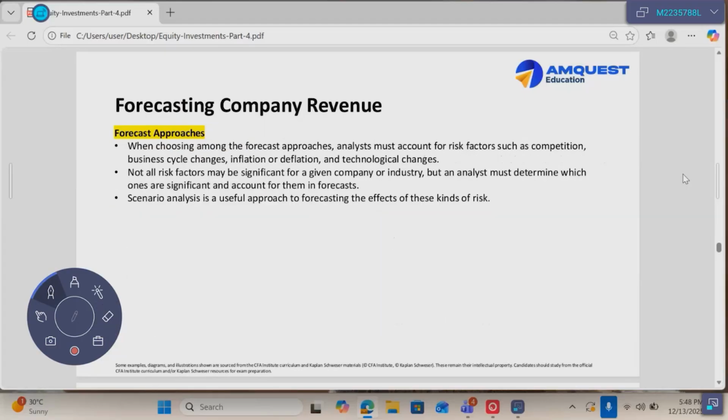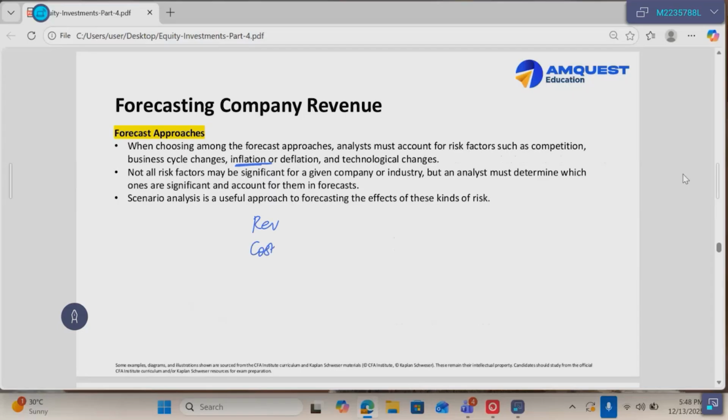So when choosing among the forecast approaches, analysts must account for risk factors such as competition, business cycle changes, inflation, deflation, technological changes, etc. Inflation or deflation is one of the key things, because it impacts your revenue. It also impacts all your costs. So this is something which you must definitely take into account.